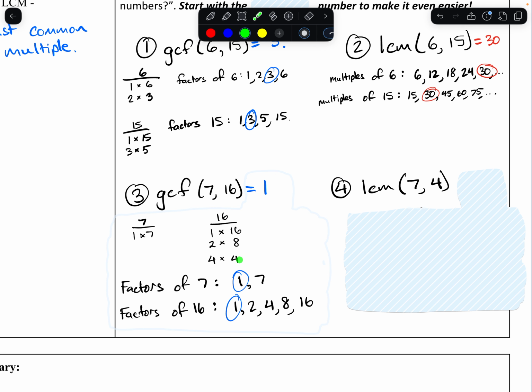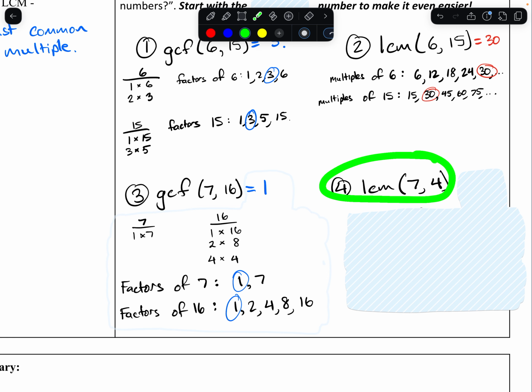There are exactly 2 factors of 7, 1 and 7. Oops. 16, you can list them out. 1, 2, 4. Actually, there's 5 factors because 4 shows up twice, right? 1, 2, 4, 8, and 16. Now, in these 2 lists of factors, the greatest number that's common to both lists is actually 1. So 7 and 16, the greatest common factor is 1.